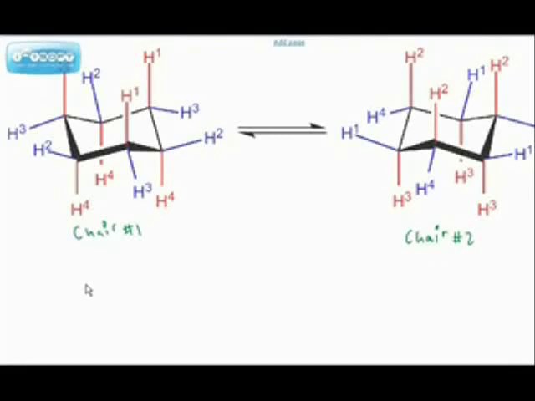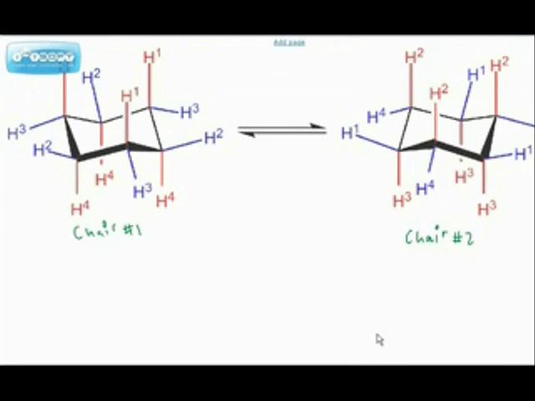Where each of the red hydrogens are pointing either up or down, what happens is, through a process called ring flipping, these red hydrogens pointing either up or down then become, on chair number 2 over here, the hydrogens that are painted in blue. They switch to the position of an equatorial plane of the cyclohexane molecule.